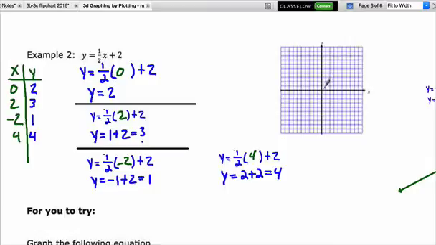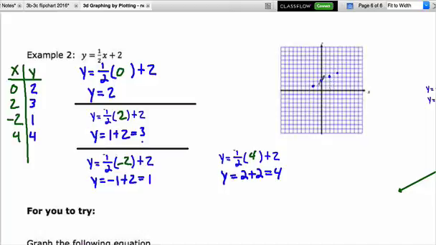All right, let's plot some points here and see what's going on. So we have 0, 2. We also have 2, 3. We have -2, 1. And we have 4, 4.